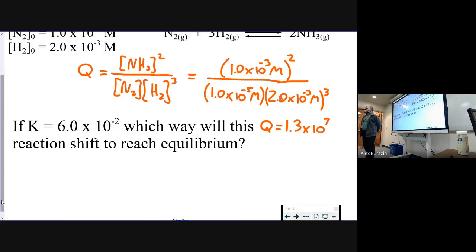Make sure, and when you're taking things to a certain power, you want to make sure that you're only taking that one specific chunk to that power. So if you follow along with the way I would enter it, Jake, I punch in 1.0 times 10 to the negative 3 squared, hit enter. I then hit divided by, and it'll say ANS divided by. Then I'll punch in 1.0 times 10 to the negative 5, hit enter. And then I will divide by parentheses 2.0 times 10 to the negative third, caret 3, close parentheses, and hit enter.